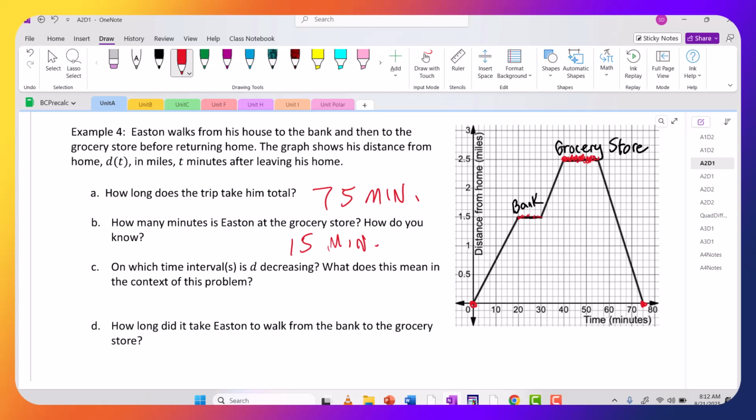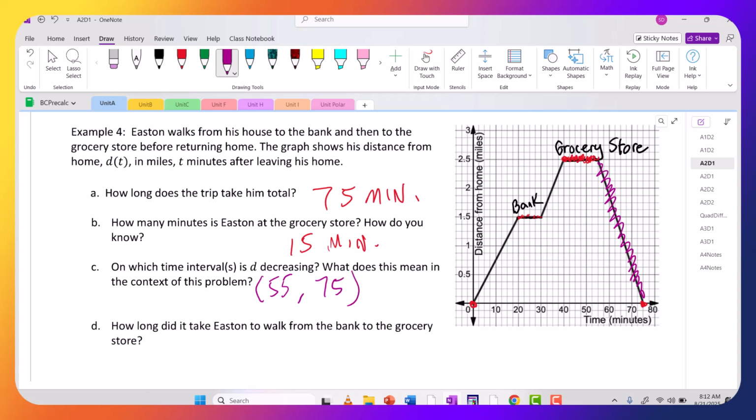At which time is d decreasing? Which interval? What does this mean in context of the problem? Increasing, constant, increasing, constant. It's this one. What does this mean he's doing, everyone? Walking back home. So under what interval is that? It looked like we were at 55. So it's the interval 55, comma, 75. It's over that.